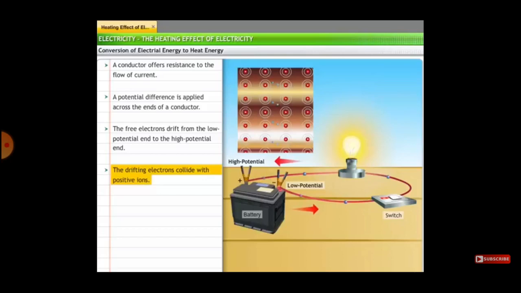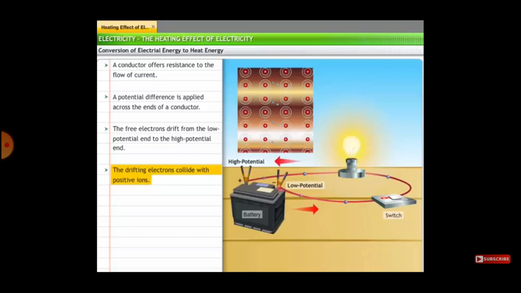So the energy required to oppose the resistance, the energy acquired by the electron, and the energy required to make the current flow in the circuit against the resistance is called heat energy. That electrical energy is converted into heat energy.